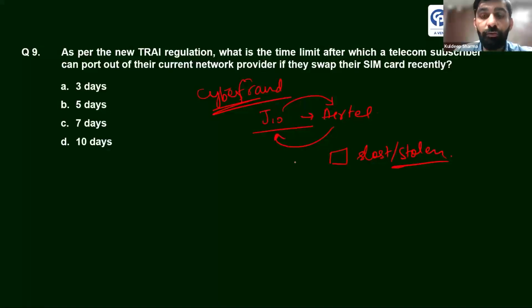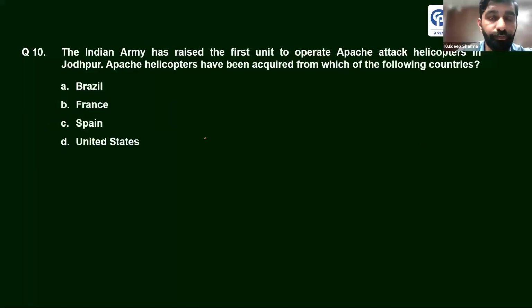Let's say in the lost SIM you were using Jio, now you also want to shift to Airtel. So the new regulation requires that when a SIM card gets stolen or is lost and you get a new SIM card, in that case you have to wait for at least 7 days before you can port out from your network provider also. So this has been done so that less number of cyber frauds are committed. Okay, so answer for ninth would be C, 7 days.